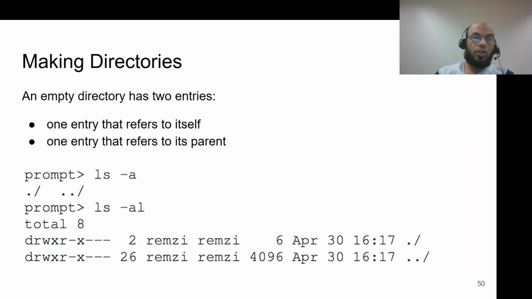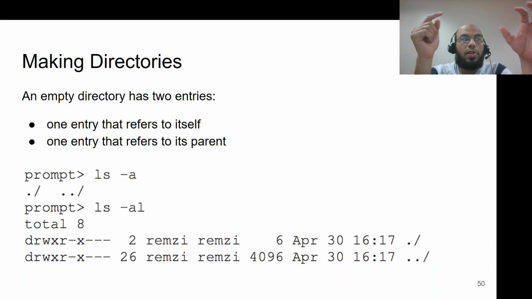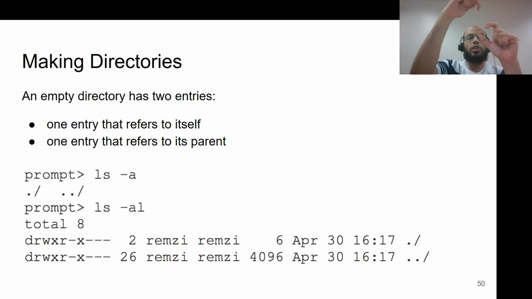An empty directory that you just made will have one entry that refers to itself and one entry that refers to its parent. So if you do ls -a on the directory that you just created, you'll find dot and dot dot. The dot directory is basically a pointer from the directory that points to the directory itself. It's a pointer to oneself. Dot dot basically points to the parent of the directory.